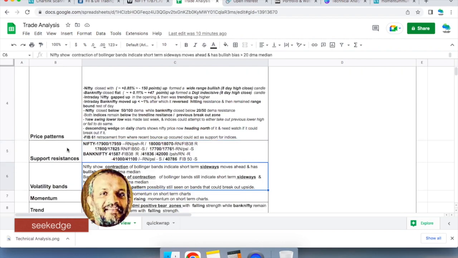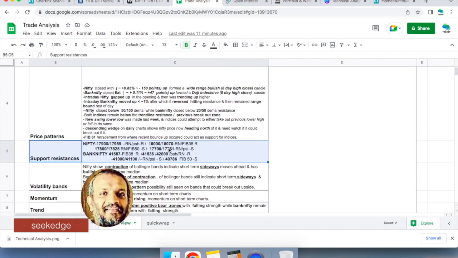So on all of these levels, check them, correlate them with what the open interest data is saying, and that's a way to take positions. Volatility is the next analysis that we normally do. Volatility can be studied with the help of the India VIX, and also from the volatility bands, which are nothing but the Bollinger bands, right?